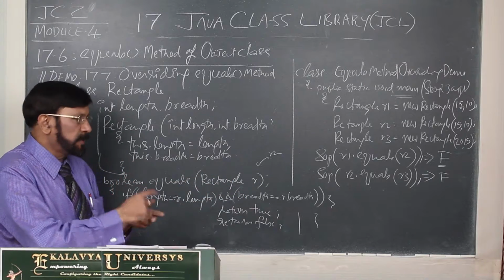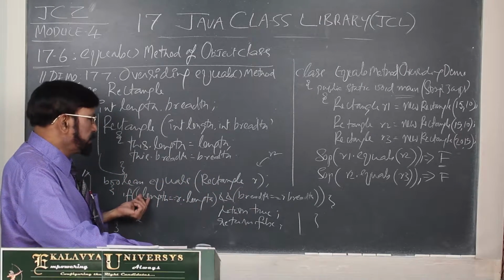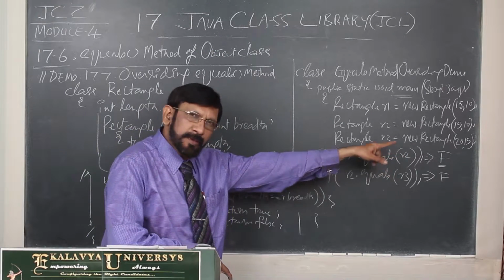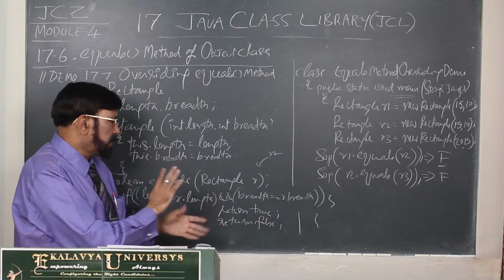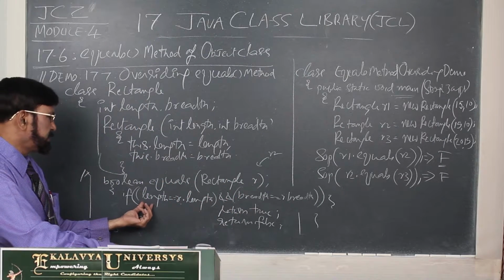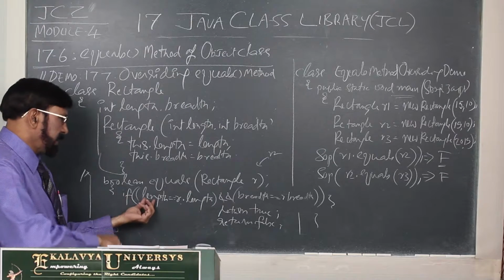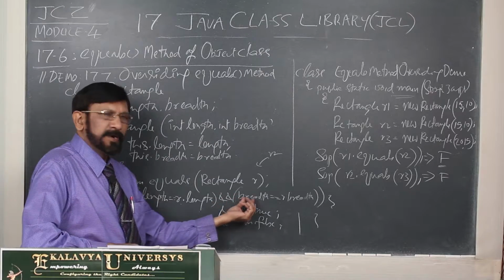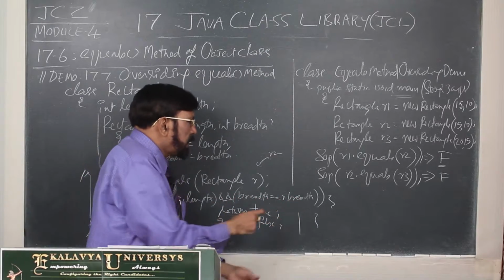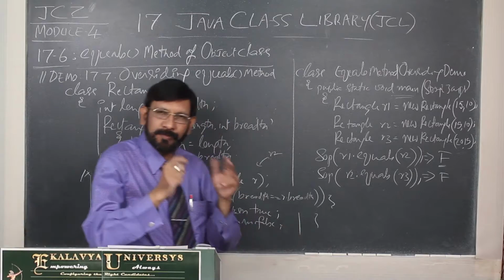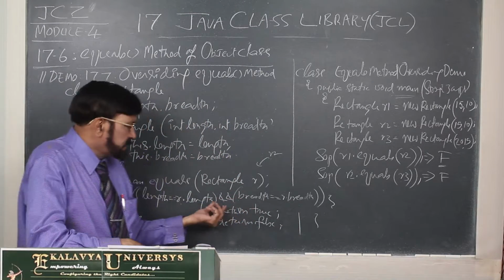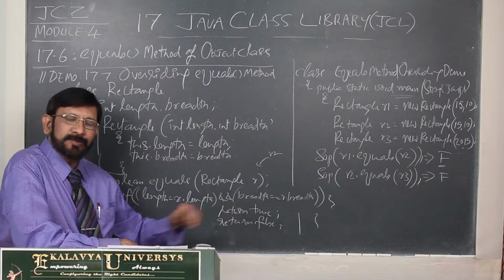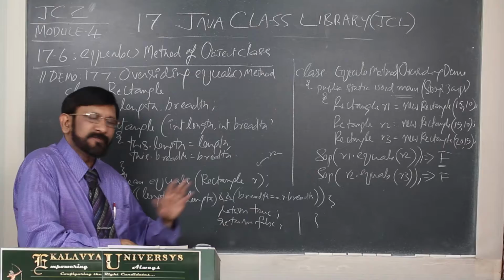That is why, what is available? Initially R1 is available by its status because it is the caller. R2 you have passed explicitly, so both are present. So, what is the meaning of this expression? R1 dot length is equal to R2 dot length and R1 dot breadth is equal to R2 dot breadth. If two objects are there, their lengths are equal and their breadths are equal, what would be the result? Return true. Otherwise, return false.